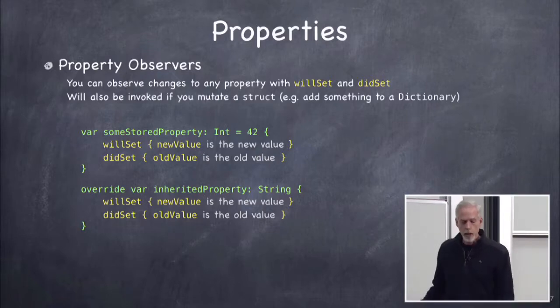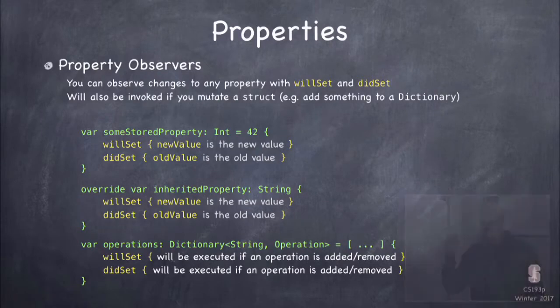By the way, if you have a property which is a value type, a struct or something like an array or a dictionary, this property observer stuff will happen if that thing gets changed, if it gets mutated. So if you add something to the array, boom, the property observer will kick in and say, oh, that changed. So how do these property observers work?